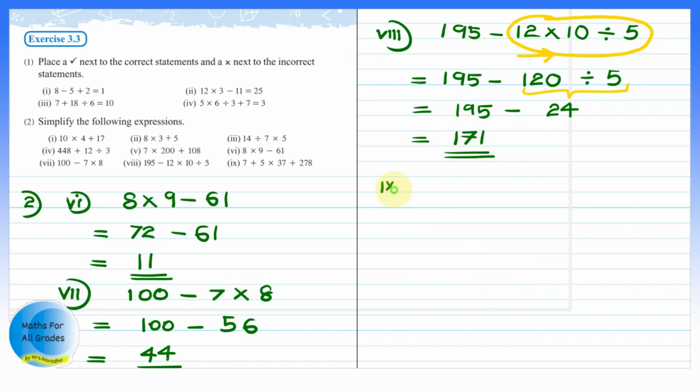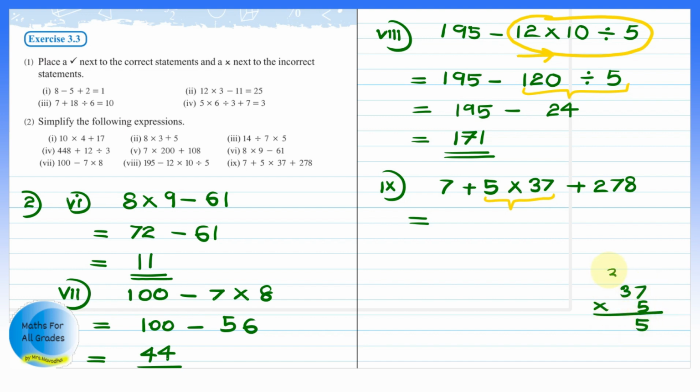Problem number 9. 7 plus 5 times 37 plus 278. Let's do the multiplication first. 5 times 37. Let's see, 5 times 7 equals 35. 3 goes here. 5 times 3, 15. 15 plus 3, 18.